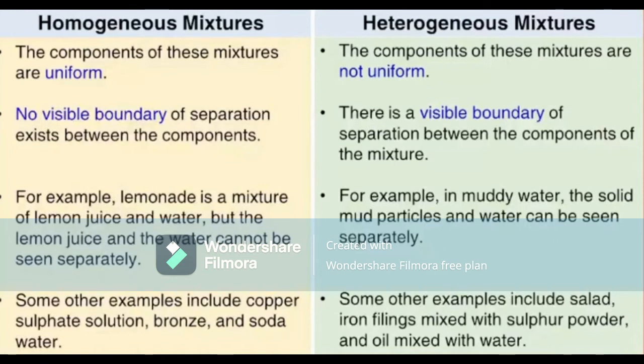Lemonade is an example of a homogeneous mixture. Lemon juice and water cannot be seen separately in the lemonade. Muddy water is an example of a heterogeneous mixture. The solid mud particles and water can be seen separately. Some other examples of homogeneous mixtures are copper sulfate solution, bronze, and soda water. Some other examples of heterogeneous mixtures are salad, iron filings mixed with sulfur powder, or a mixture of oil and water.